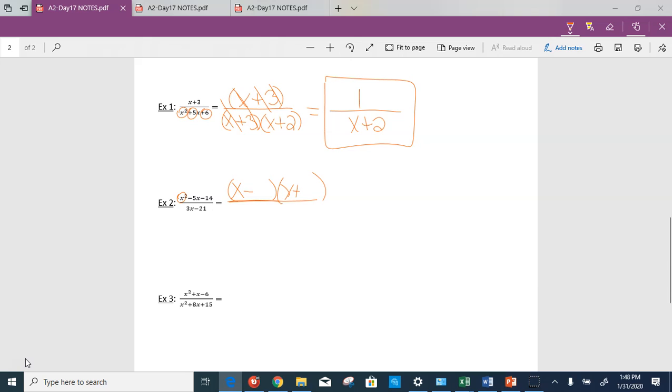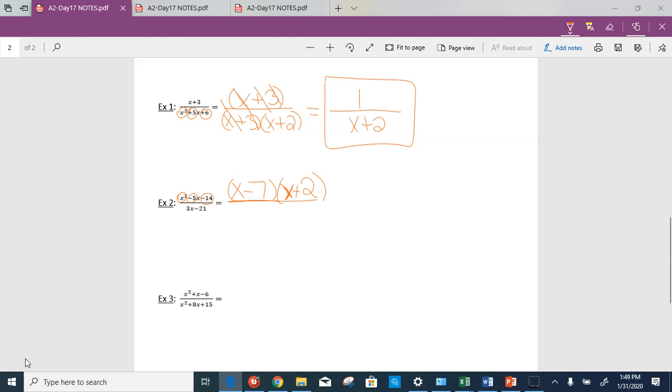And then those same two numbers need to add up to a negative 5. So what I'm going to have is a negative 7 and positive 2. Negative 7 times positive 2 gives me negative 14. And negative 7 plus positive 2 gives me negative 5. So there's my factors in the numerator.